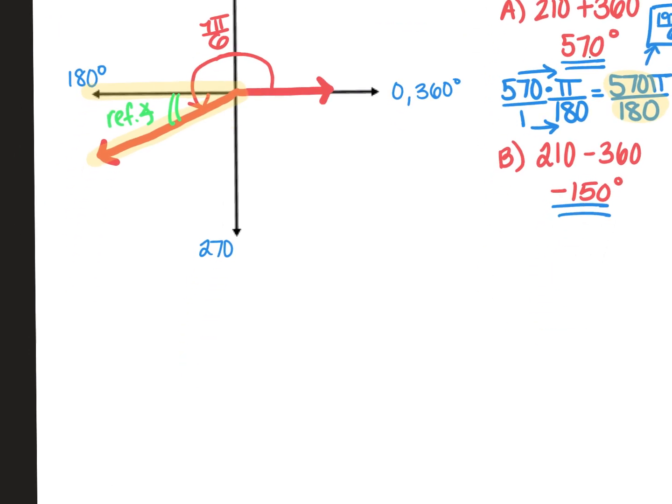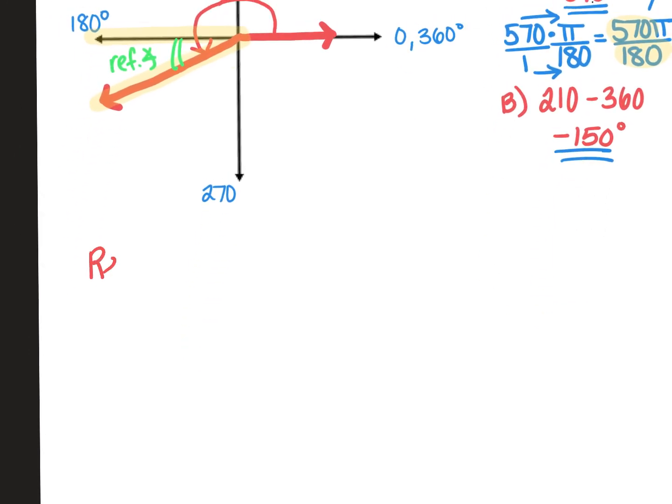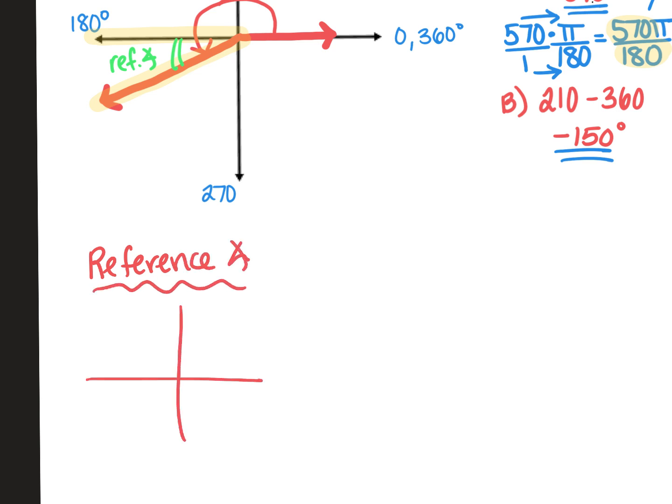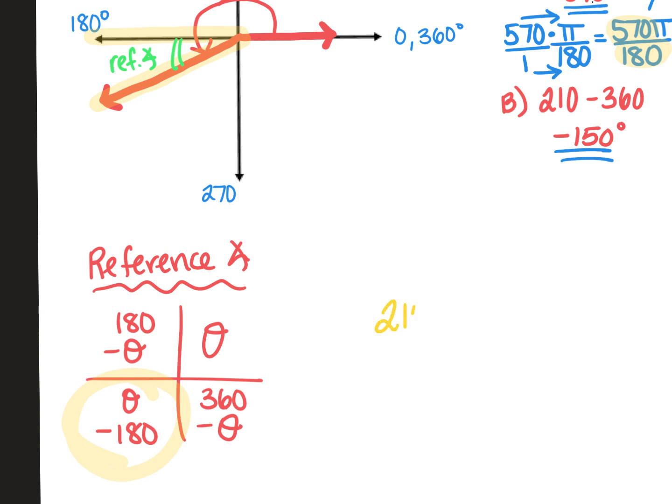So here are your reference angle rules. If you're in quadrant 1, the angle itself is the reference angle. If you're in quadrant 2, it's 180 minus the angle. If you're in quadrant 3, it's the angle minus 180. And if you're in quadrant 4, it's 360 minus the angle. So we are in quadrant 3. The original angle is 210. So 210 minus 180 gives you 30 degrees. So this is my reference angle in degrees.